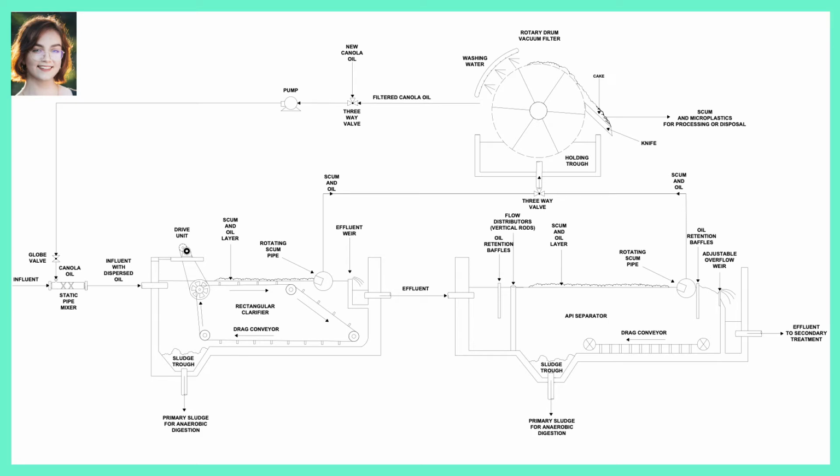Effluent from this unit will then pass through an API separator in order to remove even more of the oil. The scum and oil waste streams from these processes are then directed towards the rotary drum vacuum filter. Here, the filter cake of scum and microplastics can be sent for disposal or other processing, whereas the filtered oil is pumped back into the influent.